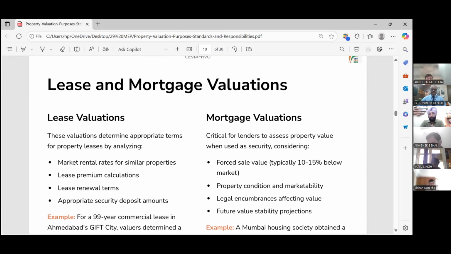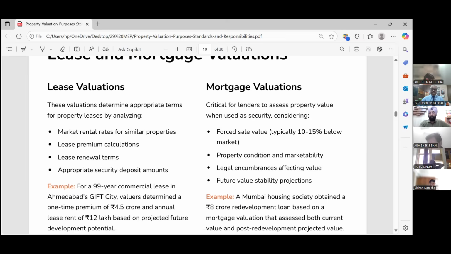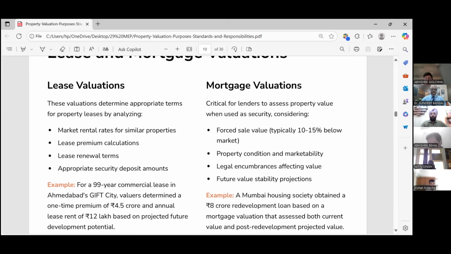And in case of mortgage values, it is critical for the lenders to assess the property value when used as a security. So here your aim is not only to find the fair market value, you may have to find out the forced sale value, which is typically 10 to 15% below market value. Then you have to give property condition and its marketability, legal encumbrances which may be affecting the value, and future value stability projections when you are doing valuation for the mortgage.